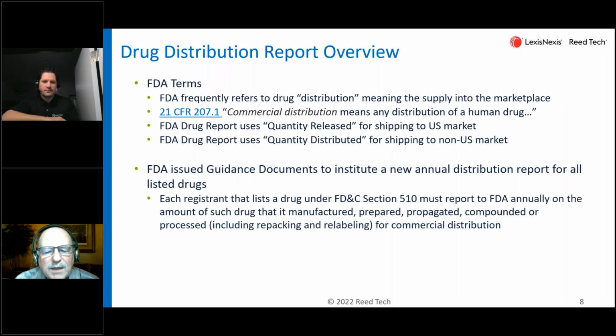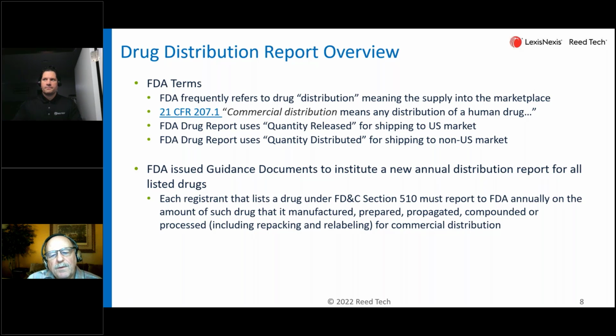One other thing that I need to touch on here, there are some terms that cause some confusion. Very frequently, the FDA refers to this distribution term, meaning the supply of a drug product out into the marketplace. And I have some definitions there from the Code of Federal Regulations. Commercial distribution means any distribution of that drug. And yet, when it comes to the drug report that we're talking about today, the FDA has two fields that they differentiate in the header, and they mean a little bit different.